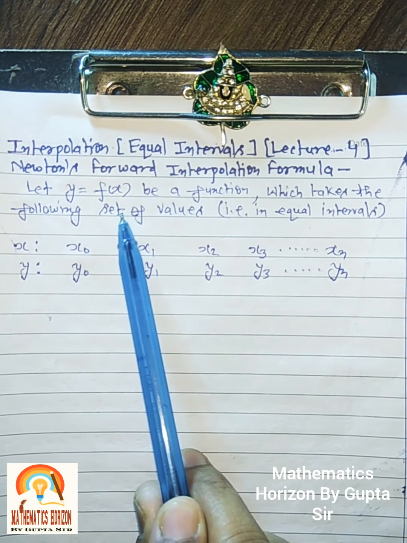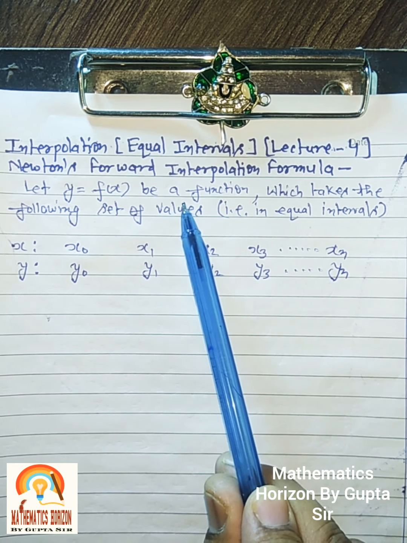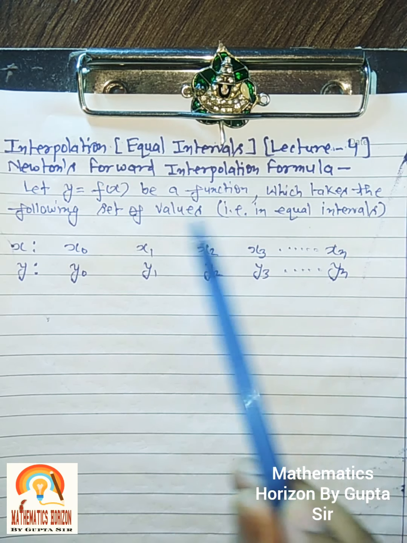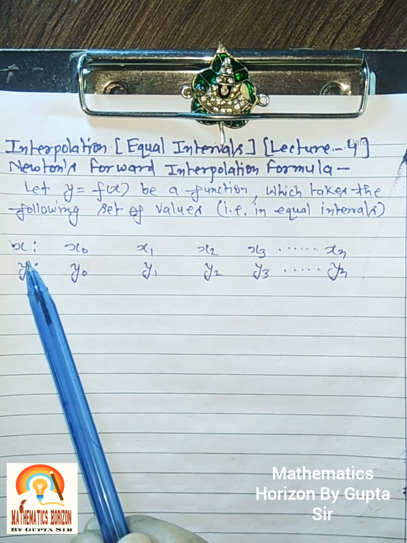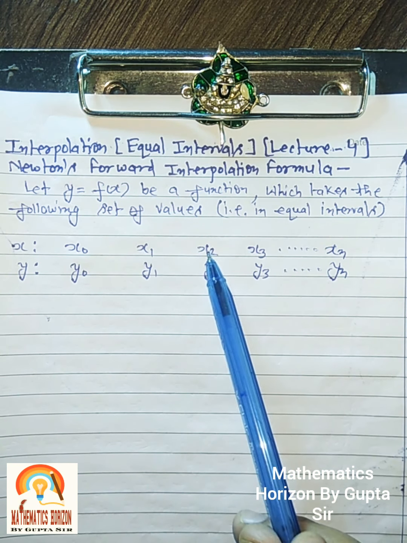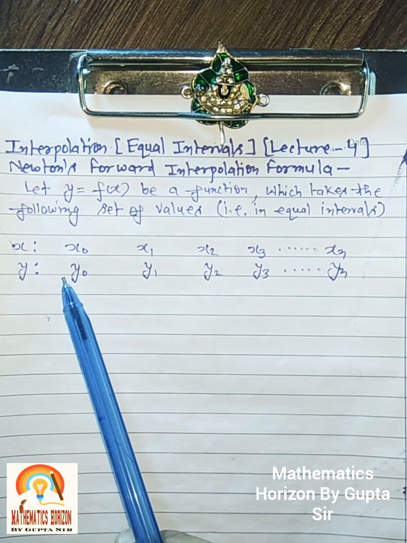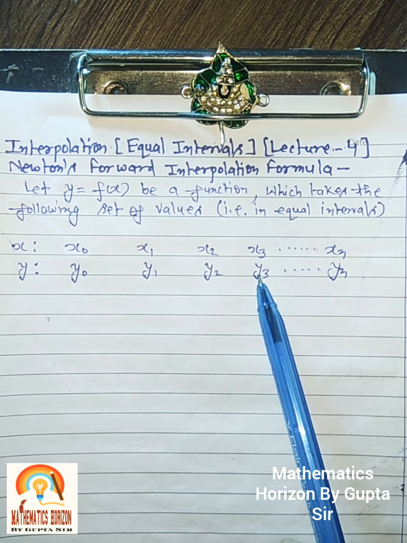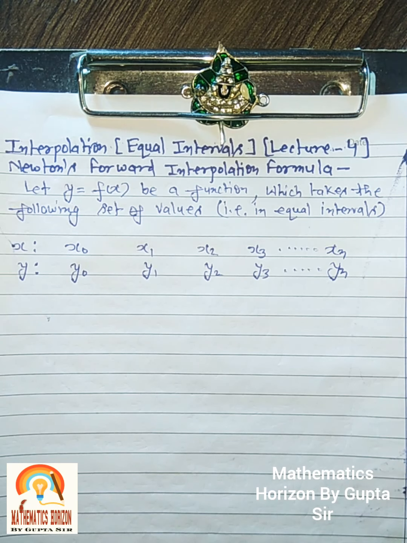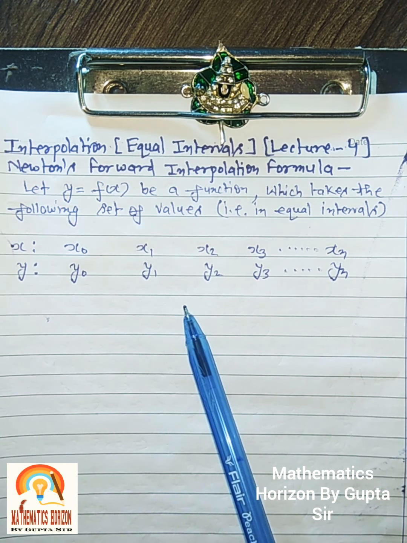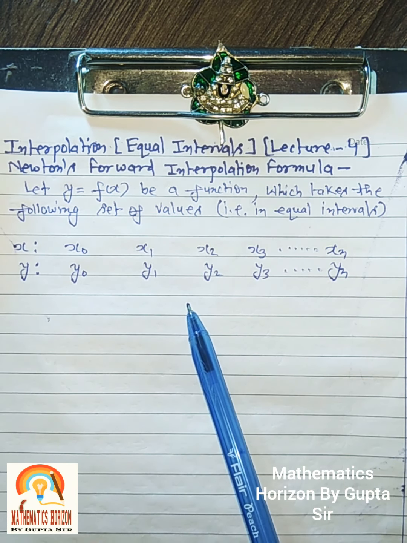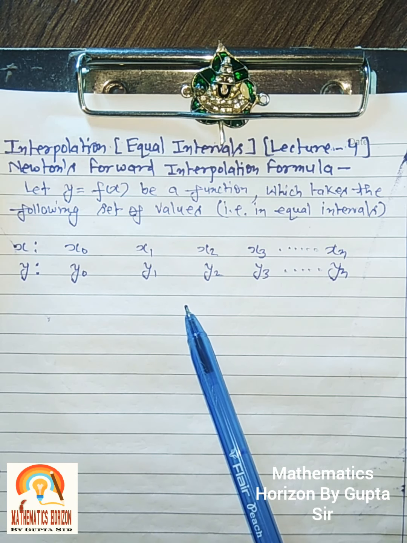Let y equal to f(x) be a function which takes the following set of values in equal intervals, that is x equal to x0, x1, x2, x3, ..., xn, and y equal to y0, y1, y2, y3, ..., yn. If the interpolated value is near the beginning of the table, then we always apply Newton's forward interpolation formula.